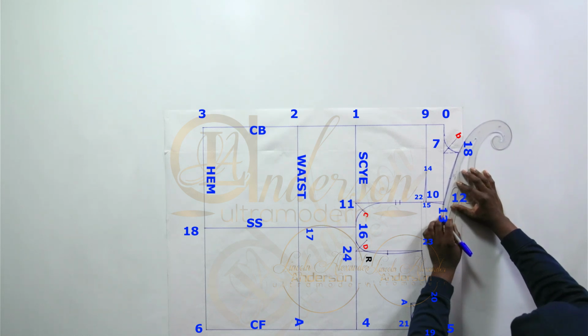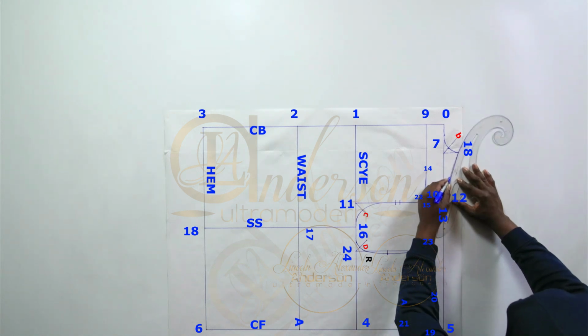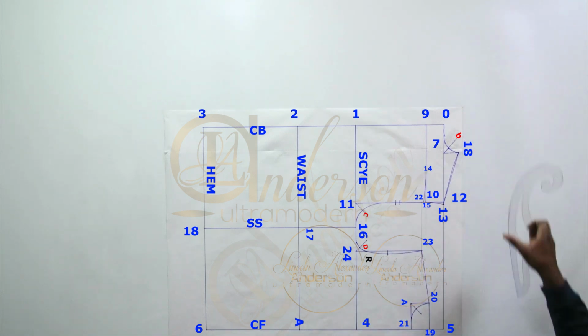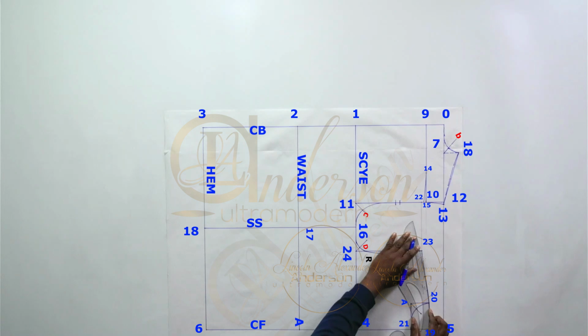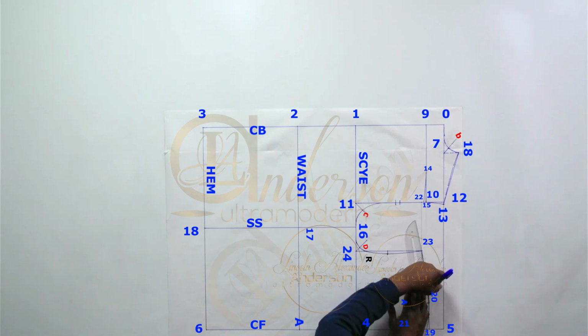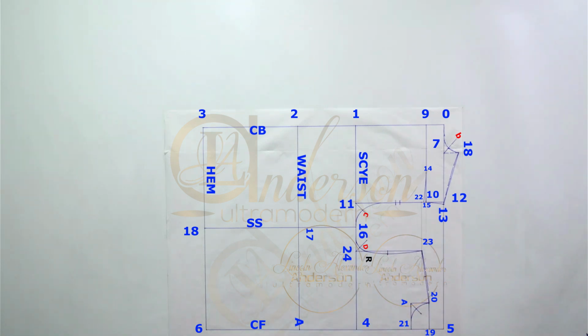We're going to curve from 13 to 18 inwards through that 1/8 mark, and we're going to square out from 23 to 20 outwards through that 1/8 mark. And that completes our shirt block draft.